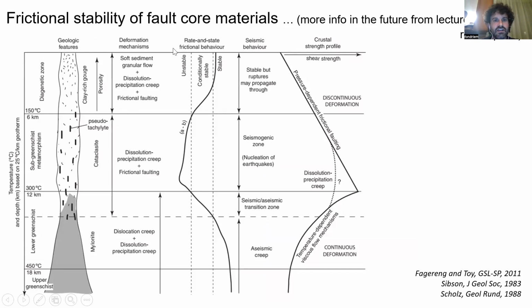Another important thing to consider, and many of the people doing modeling will consider this, regarding the mechanical behavior of your fault material, is the frictional stability. What is the response of your fault material, in this case normally your fault core materials, to a change in loading rate? You can have different regimes. A typical case is one in which, by increasing loading rate, the friction decreases, and this is an unstable regime, a regime where you can nucleate earthquakes.